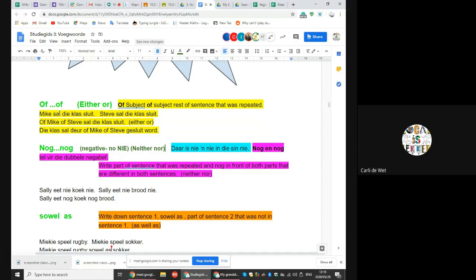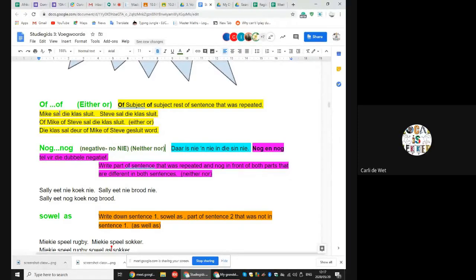Another way to do it is where you are not going to start with either, but you are going to join the 2 sentences with either or. So Mike sal die klas sluit, or Mike will lock the class, Steve will lock the class. How are you going to combine that where you don't start with the word either, Carly? I'm not going to tell you what to start with. I'm just saying that either should not be the first word. Or will come in the middle.